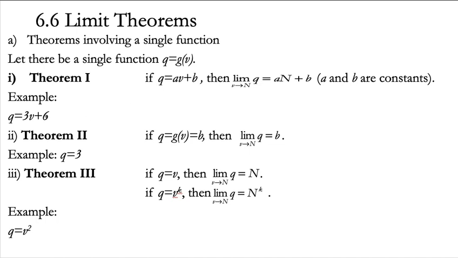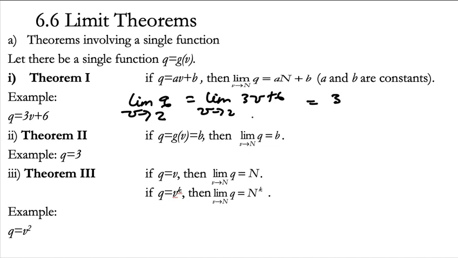Let's look at the example. Let's say we have Q equals 3v plus 6. So here, we can calculate the limit of Q as v approaches, let's say, 2, which equals the limit of 3v plus 6 as v approaches 2. If we simplify it further, we can substitute v with the value of 2 here, and then plus 6. Then finally you get 12.